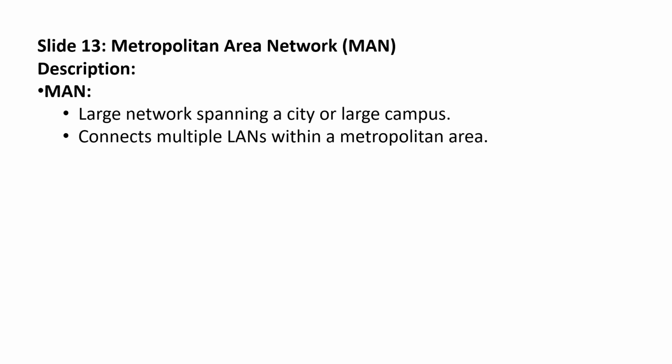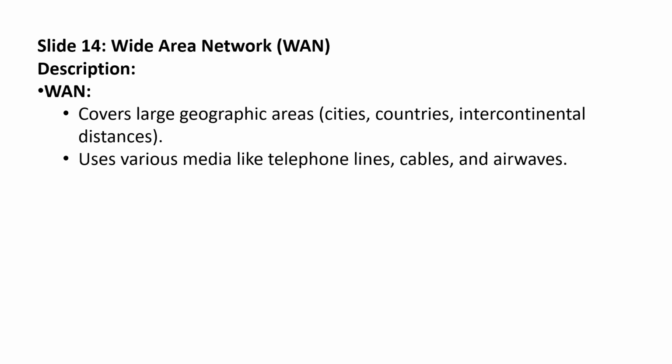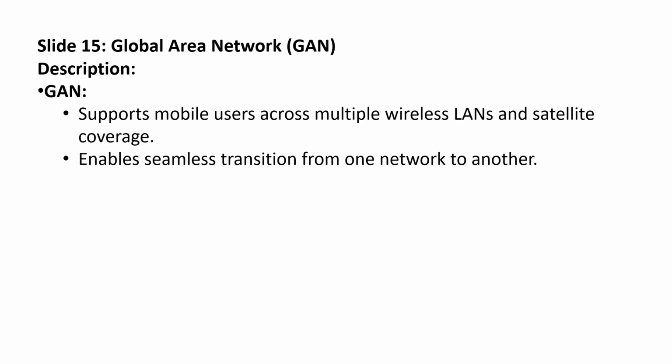Metropolitan Area Network, or MAN. A MAN is a large network spanning a city or a large campus. It connects multiple LANs within a metropolitan area. Wide Area Network, WAN. A WAN covers large geographic areas like cities, countries, intercontinental distances. It uses various media like telephone lines, cables, and airways. Global Area Network, GAN, supports mobile users across multiple wireless LANs and satellite coverage. It also enables seamless transition from one network to another.